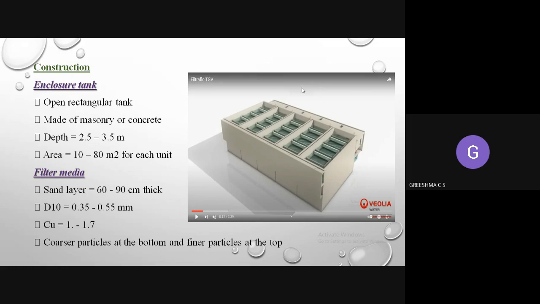There are many units here, and you can see different types. The area of each unit will be 10 to 80 square meters. Now the filter media, that is the filter bed, consists of sand that is 60 to 90 centimeters thick. Its effective size will be 0.35 to 0.55 mm, and the uniformity coefficient will be around 1 to 1.7. Just like slow sand filters, below the sand there are gravel particles, with the finest on the top and the coarsest at the bottom. So that's the filter media, the same as in slow sand filters.